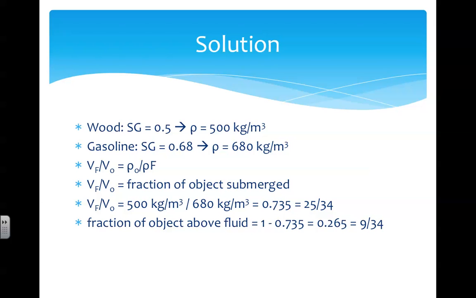Because we're looking for the fraction of the object that's still above the fluid, we say the whole object is 1 or 100% minus the decimal that represents how much is under the fluid, and we get 0.265, which is 9/34. That means 9/34 of the object is still above the gasoline. As percentages, 26.5% of the wood is sitting above the fluid, and 73.5% of the wood is actually below the fluid, to make a total percent of 100.